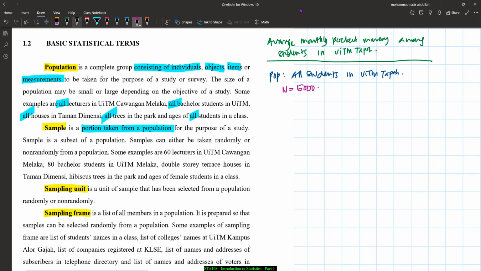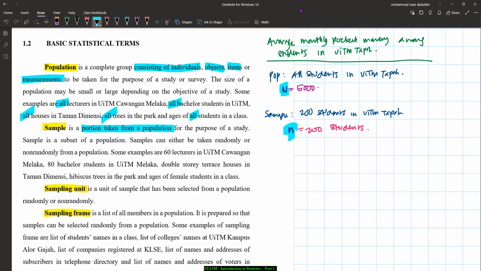So remember the notation that I use here is capital N. Right? So now, sample is a portion taken from the population. Let's say I want to take only 200 students in UiTM Tapah. So my sample will be small letter n equal to 200 students. Do you see the notation I use here? The small letter n is the sample, the capital letter N is for the population.